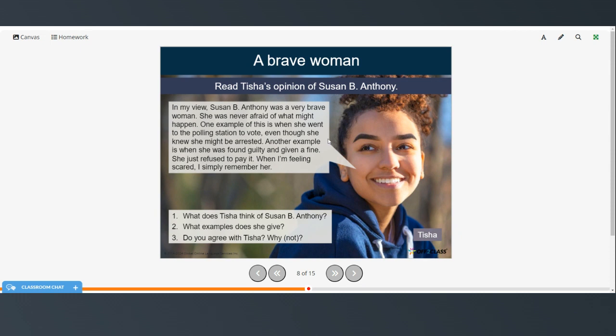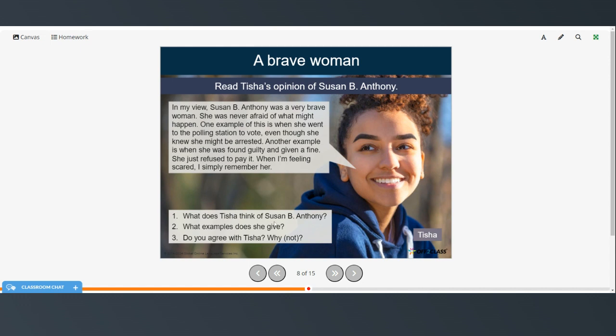Right, a brave woman. Read Tisha's opinion of Susan B. Anthony. In my view, Susan B. Anthony was a very brave woman. She was never afraid of what might happen. One example of this is when she went to the polling station to vote, even though she knew she might be arrested. Another example is when she was found guilty and given a fine. She just refused to pay it. When I'm feeling scared, I simply remember her.